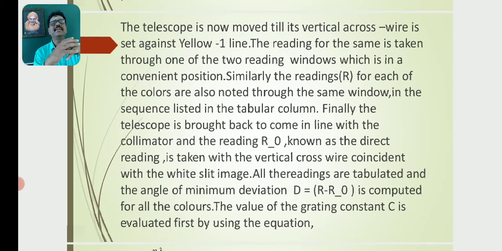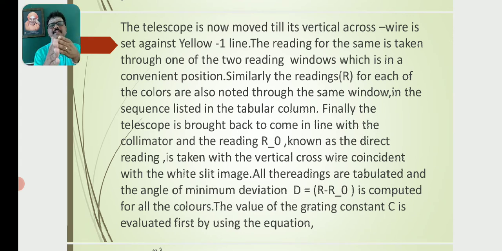So now the telescope is moved till its vertical crosswire is set against yellow, or maybe red, or maybe blue, or maybe green. For any color, say yellow one line, the reading for the same is taken through one of the two reading windows, which is in a convenient position. Similarly, the readings for each of the colors are also noted through the same window in the sequence listed in the tabular column.